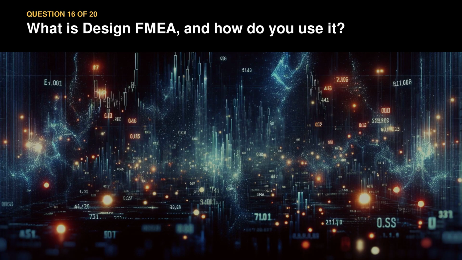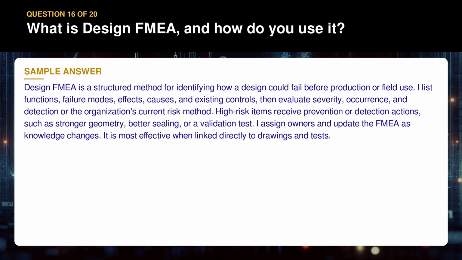Question 16. What is Design FMEA, and how do you use it? Design FMEA is a structured method for identifying how a design could fail before production or field use. I list functions, failure modes, effects, causes, and existing controls, then evaluate severity, occurrence, and detection or the organization's current risk method. High-risk items receive prevention or detection actions, such as stronger geometry, better sealing, or a validation test.